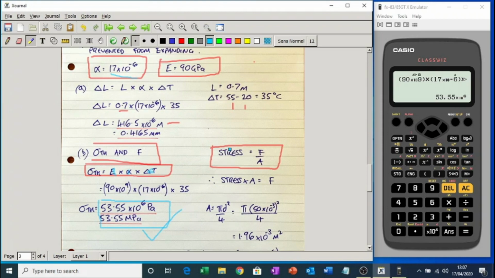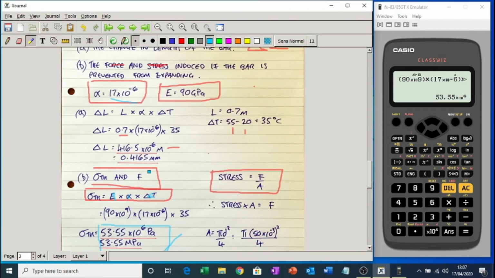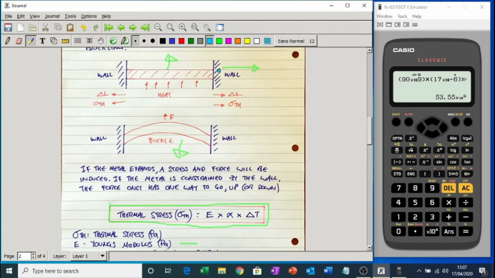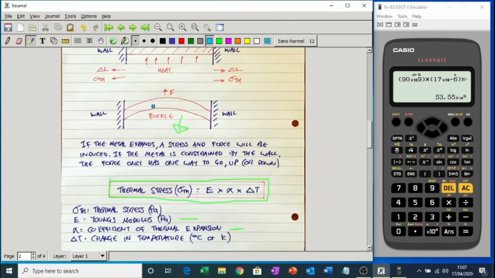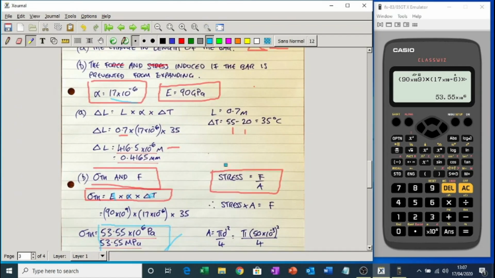Now we need to work out the force. If, for example, it was like this, and it's fixed here, the force can't go that way, it's got to go up, say, because there's always going to be a force. If you constrain it, the force will cause a bit of buckling perhaps. So the force is going to be linked to this. Stress is force over area. We need to find force, so I'll bring the area up here. So force is going to be stress times area.